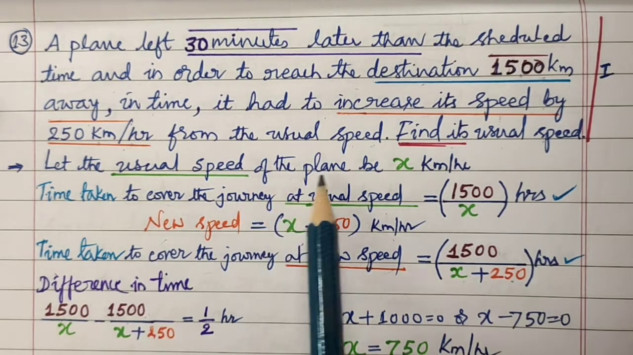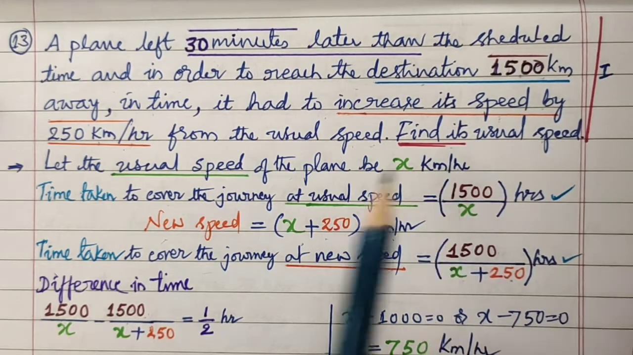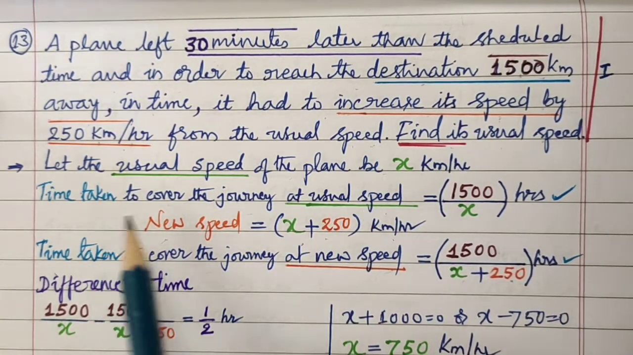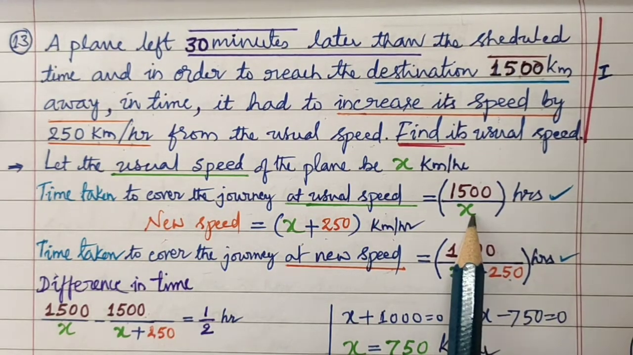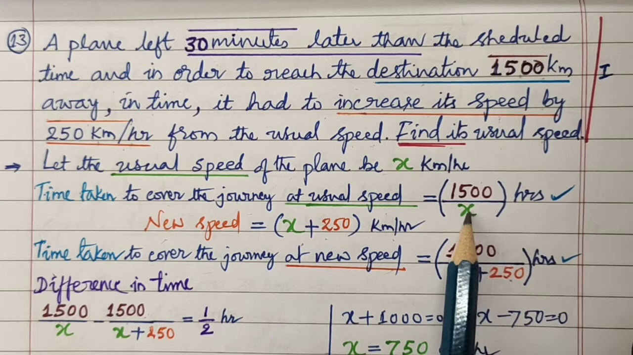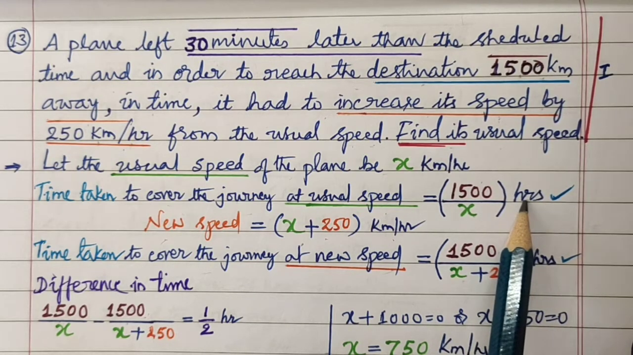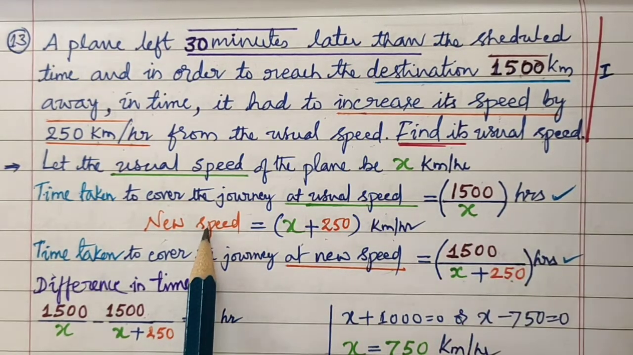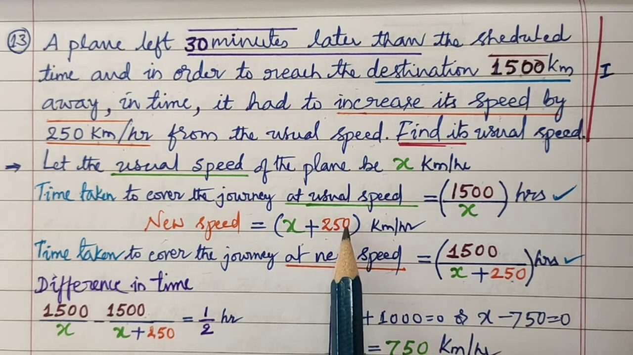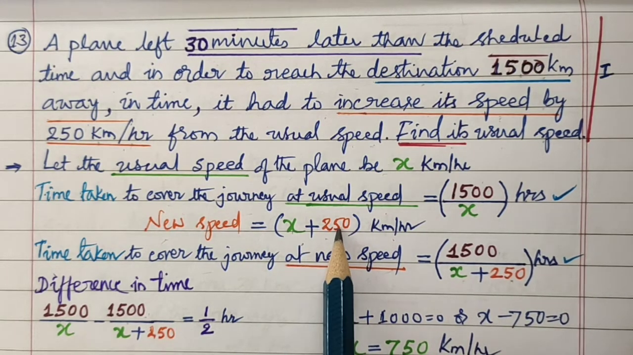Let the usual speed of the plane be x kilometers per hour. The time taken to cover the journey at usual speed will be distance divided by speed. Distance is 1500, the usual speed is x, so we get the time taken with the usual speed. With the new speed, because the flight has left 30 minutes late, they have increased the speed to reach in time by 250 kilometers per hour. The new speed is the usual speed plus 250 kilometers per hour extra.